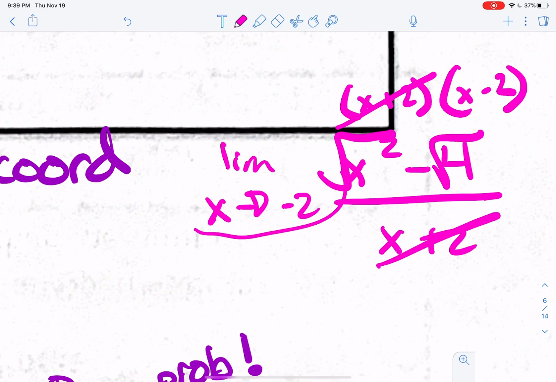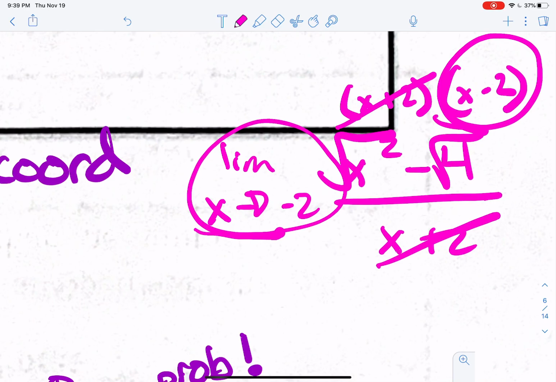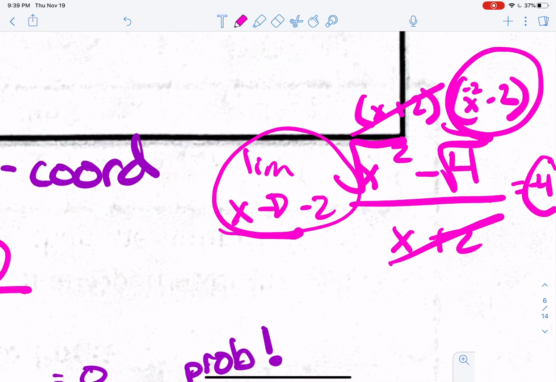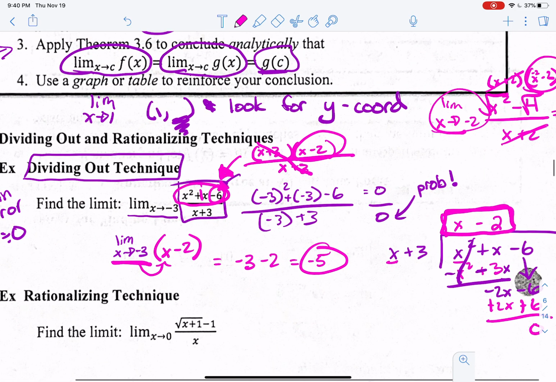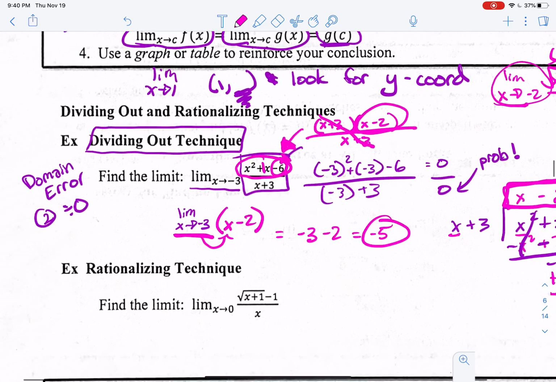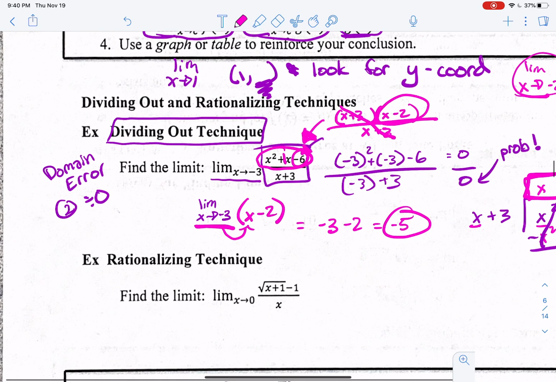So all I need to do is find the limit as x goes to negative 2 of x minus 2, and if I plug negative 2 in there, the limit is negative 4. Okay, so sometimes factoring is a little bit faster than actually dividing it out, and you can do that as well. So the dividing out technique, or let's do this, or factor. If you can factor, that makes it a little faster, right?